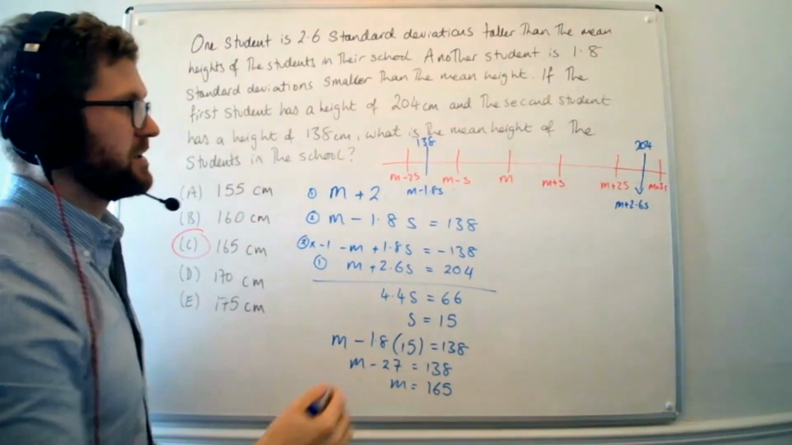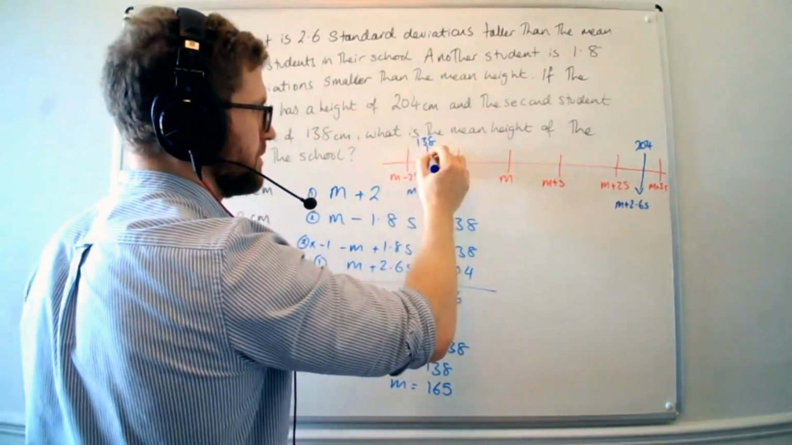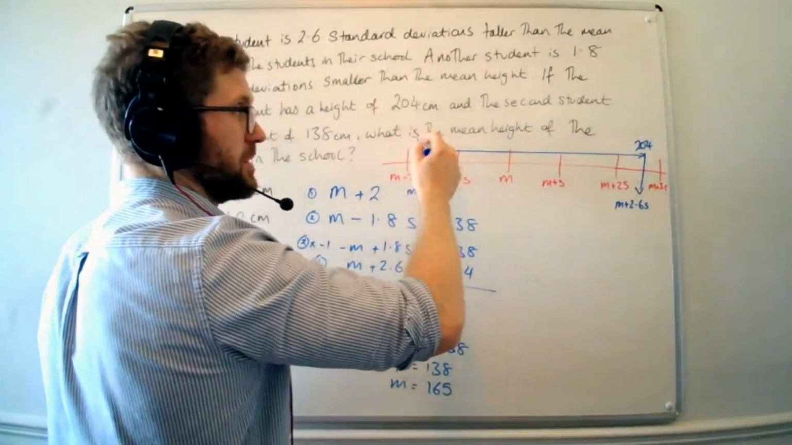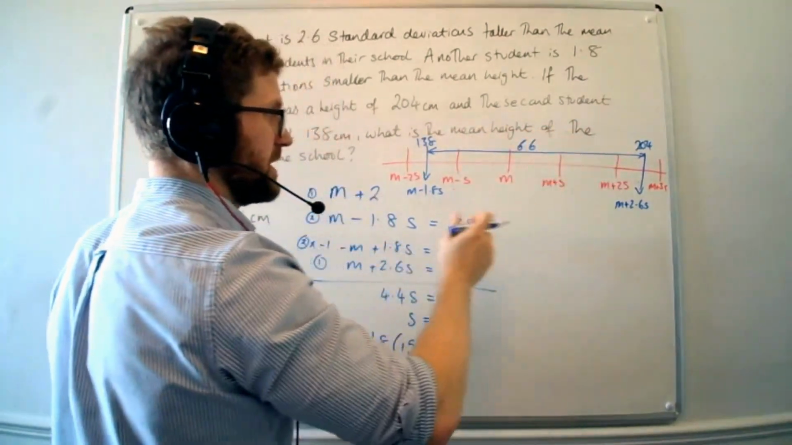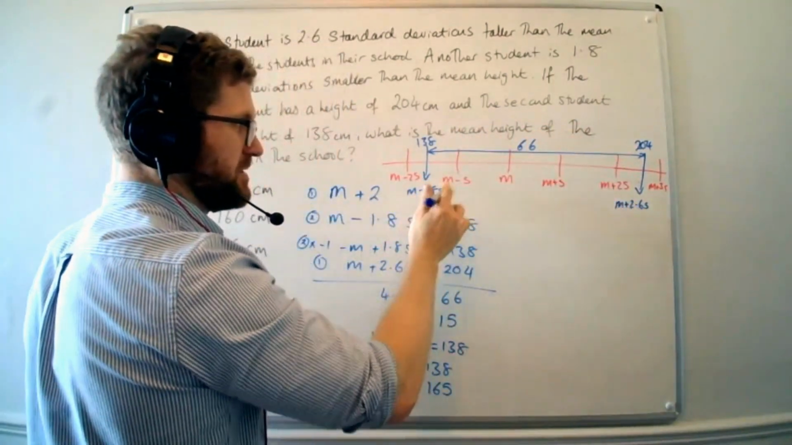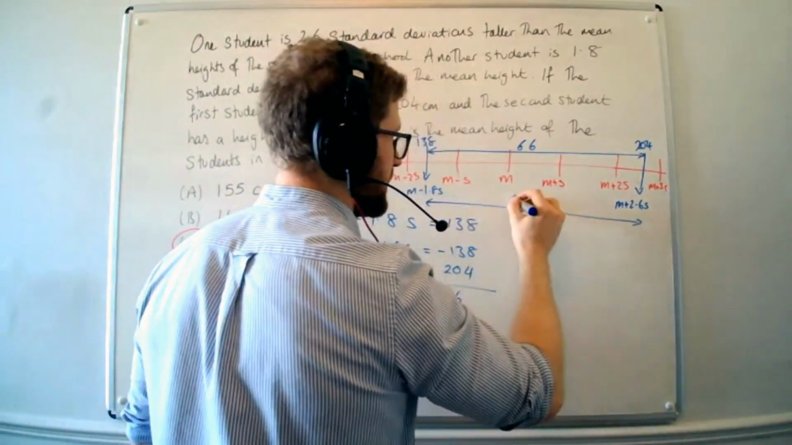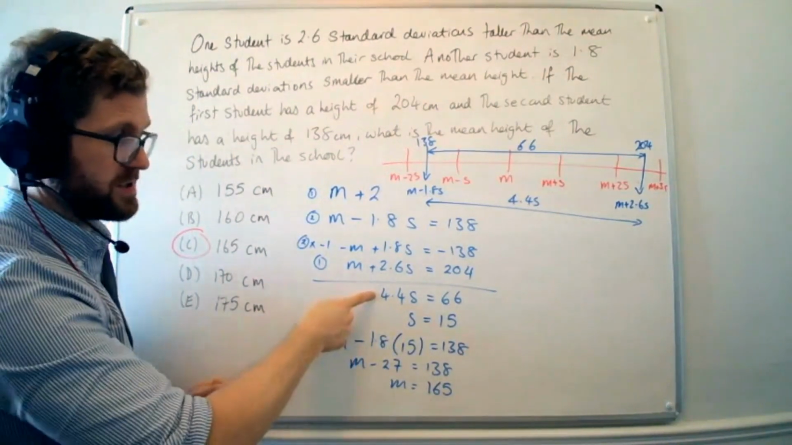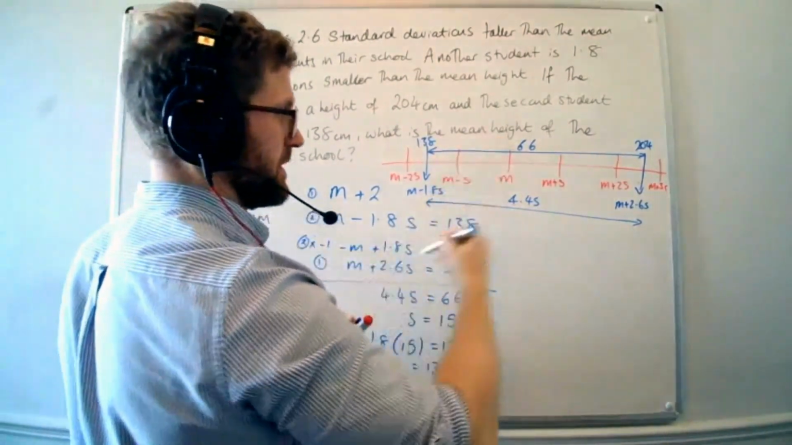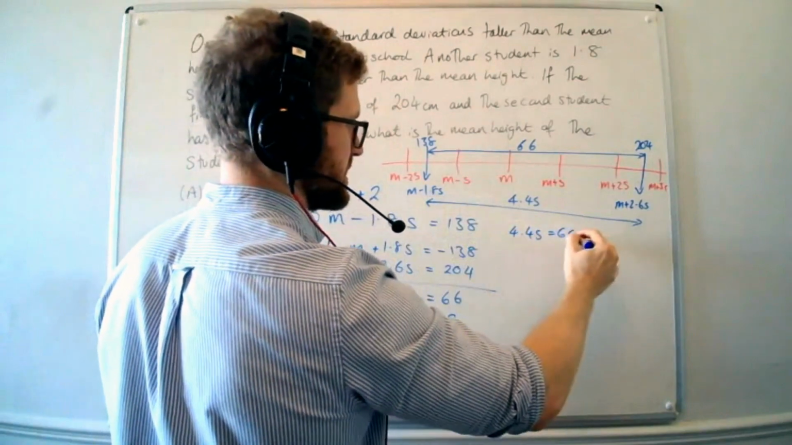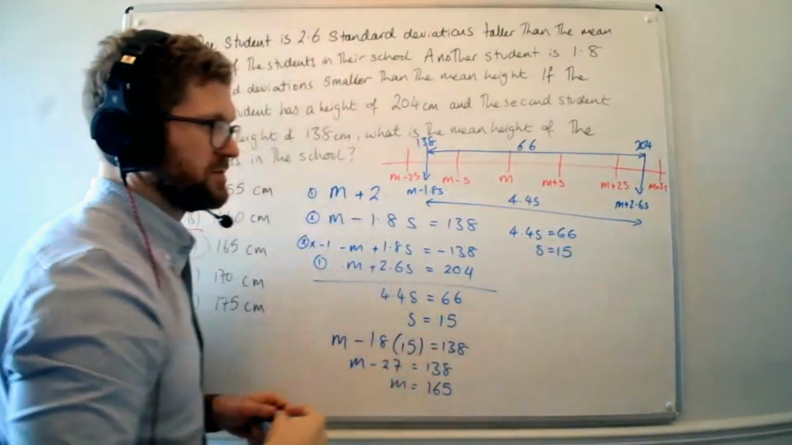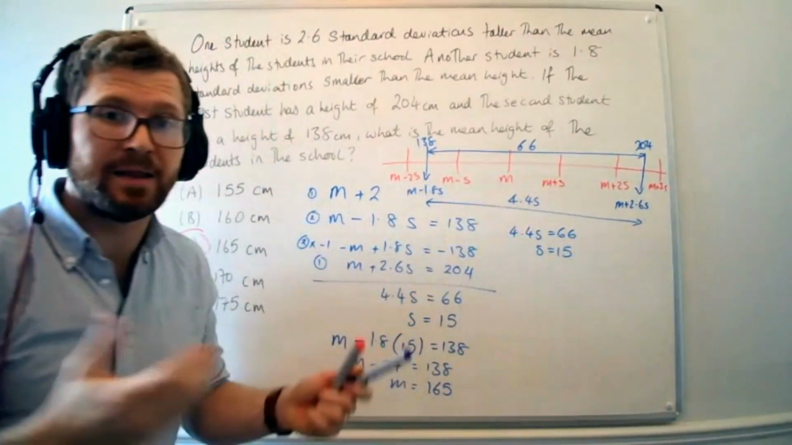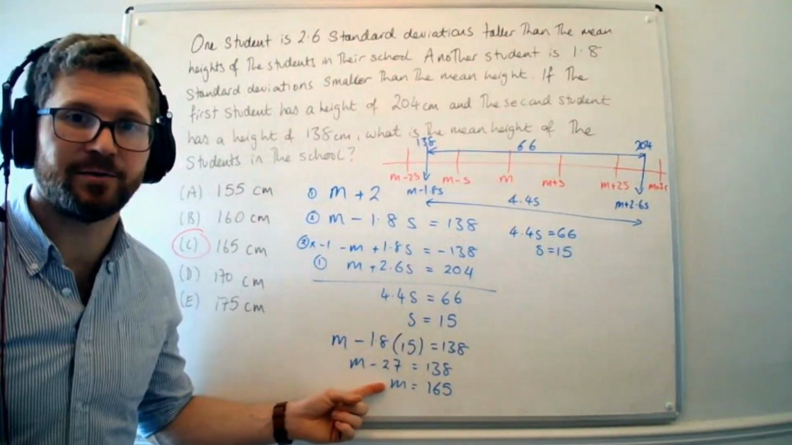And what we can see here is that the gap between these two, in terms of the numerical values, 138 to 204, that's 66. But the gap in how many standard deviations there are, well, that's 4.4 standard deviations. And so again, we're almost jumping to this stage. 4.4 standard deviations is the same as 66, which gives you a standard deviation of 15. And then we can just work our way into the mean, and that'll give you the value of the mean at 165 that we were looking for.